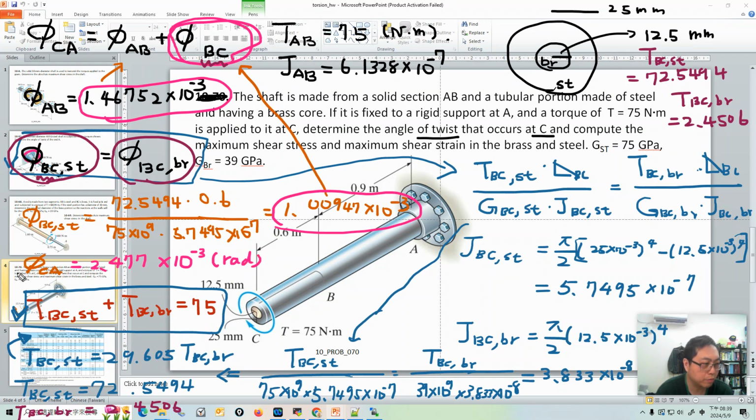So that's the first answer for this problem. It really takes lots of time. That's the first part of this problem, φ_AC. But we haven't finished yet, because in the second part I want us to compare the maximum shear stress. I also want to compare maximum shear strength, but the main point is maximum shear stress, because once you have maximum shear stress, you know the maximum shear strength. So the next part is what is the maximum shear stress at the brass part and steel part.